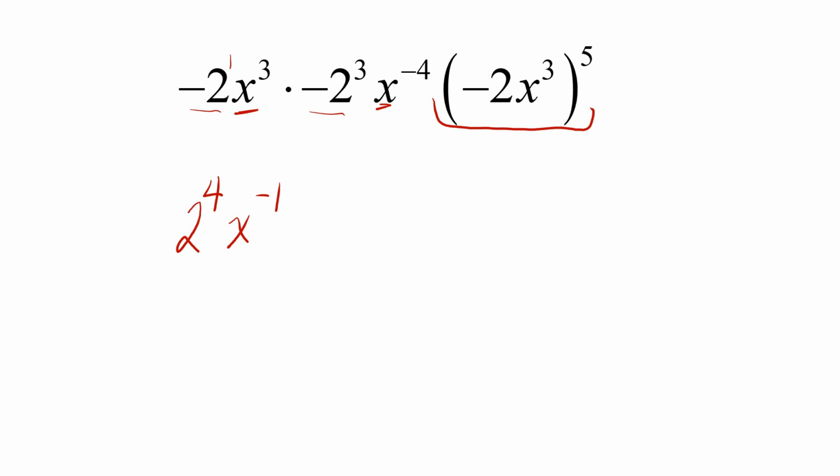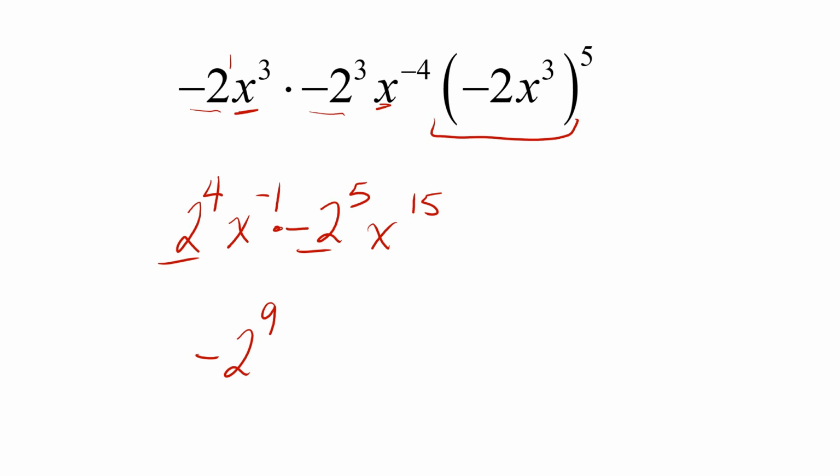Now let's take a look at this part. This is -2 to the 5th power. It doesn't matter if you have parentheses or if you don't have parentheses. Either way, it's going to be a negative because it's a negative times itself an odd number of times. So what this is going to give us is a negative 2 to the 5th, and then of course x to the 15th. So let's put these two together. That's a negative times a positive. That is negative 2 to the 9th, and then x to the 14th.